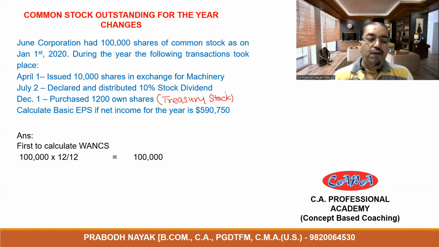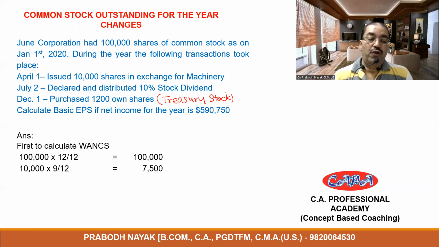Right? Second, on 1st of April, I issued 10,000 shares in exchange for machinery. So new 10,000 shares are coming, but they will be there with the company from 1st of April to the 31st of December. From April 1st to December 31st, 9 months. So the proportionate average number of shares, 10,000 into 9 by 12, comes to 7,500.